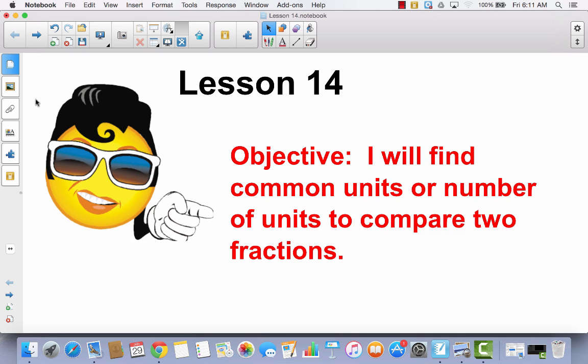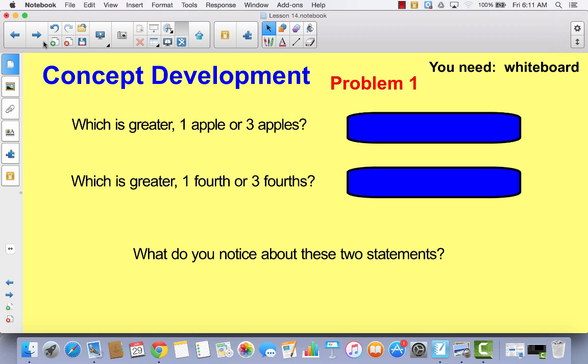Now, I'm not going to have you get out your journal today. I am going to talk to you a little bit about some things before we get started on our problem set, but there's nothing for you to write down in your journal today. But I do ask that you please listen carefully to the next couple of slides before you get started on your problem set.